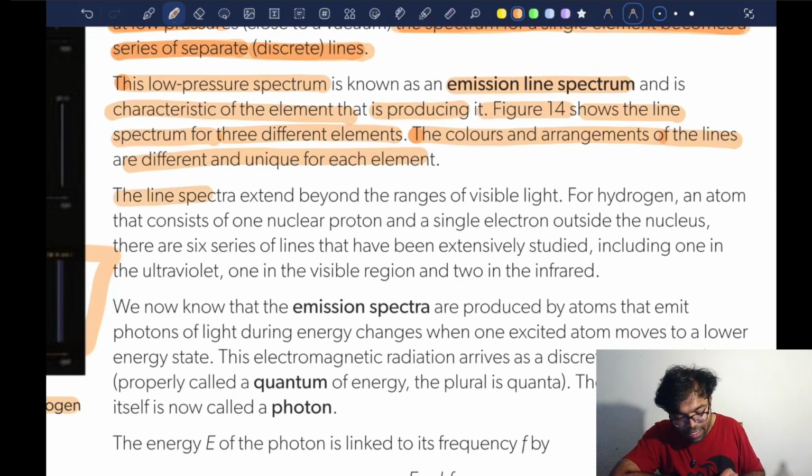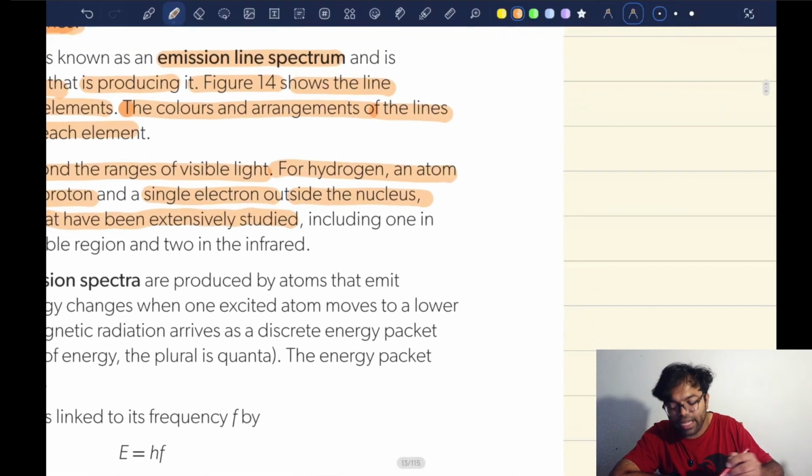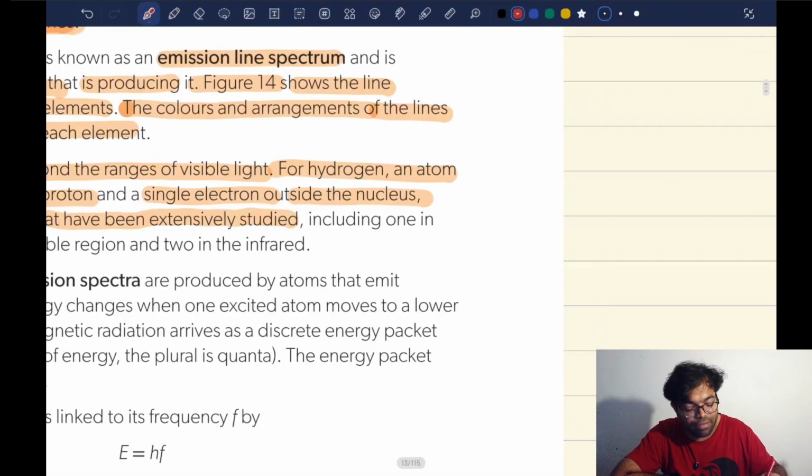Now, the line spectra extend beyond the visible range of light. For hydrogen, an atom that consists of one nuclear proton and a single electron outside the nucleus, there are six series of lines that have been extensively studied. We call it the emission line spectrum. They are named after the people who discovered them: Lyman, Balmer, Paschen, Brackett, Pfund, Humphreys.